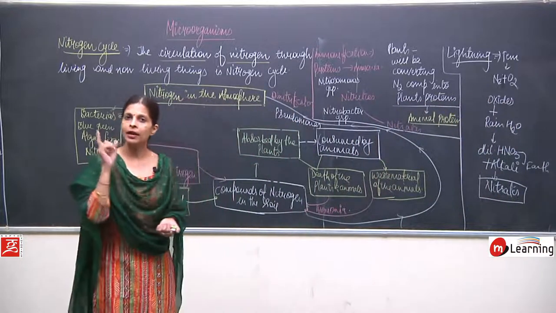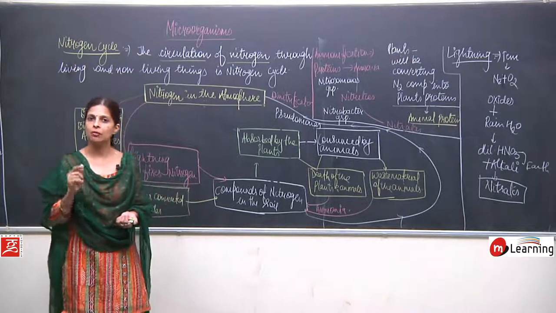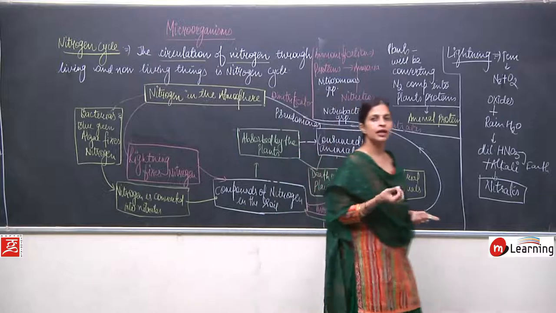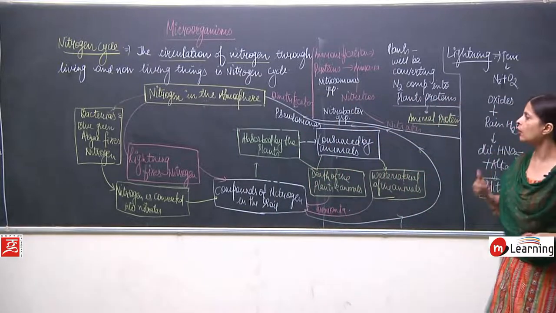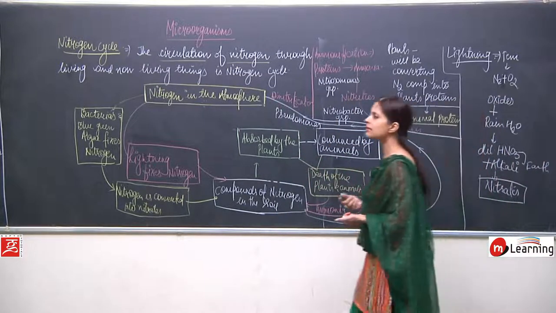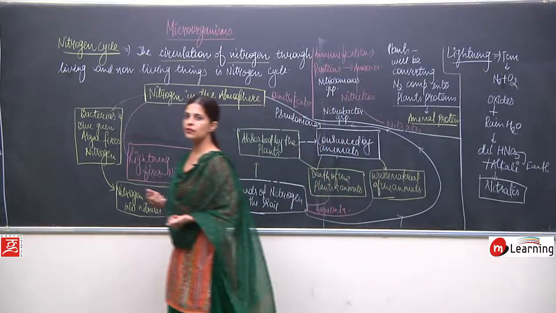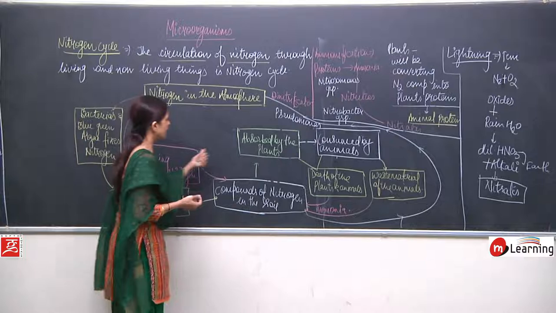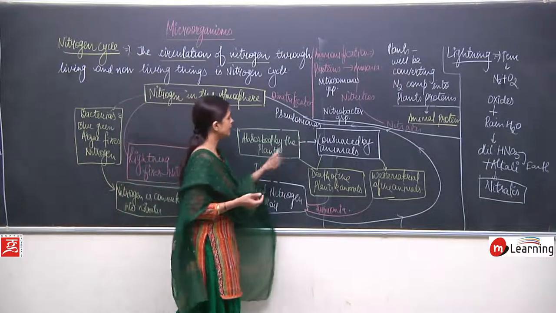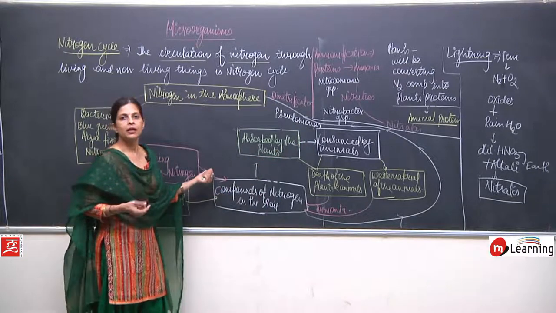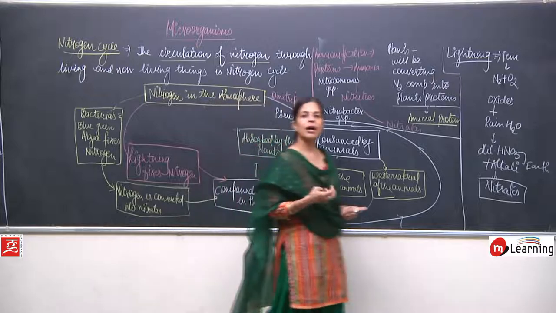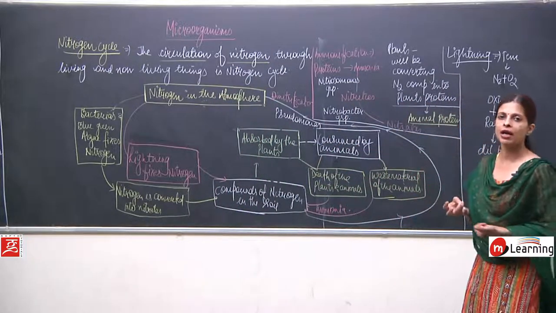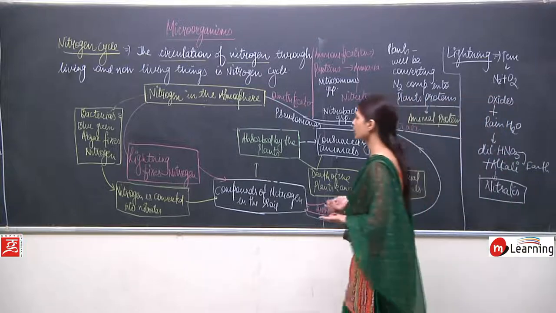No, it will be broken down again, and the free nitrogen will be released. So this is how the balance of nitrogen is maintained in the atmosphere. This is how nitrogen circulates between the living things and the non-living things. The role of the microorganisms is very, very important. So we always say that microorganisms are very important for us.